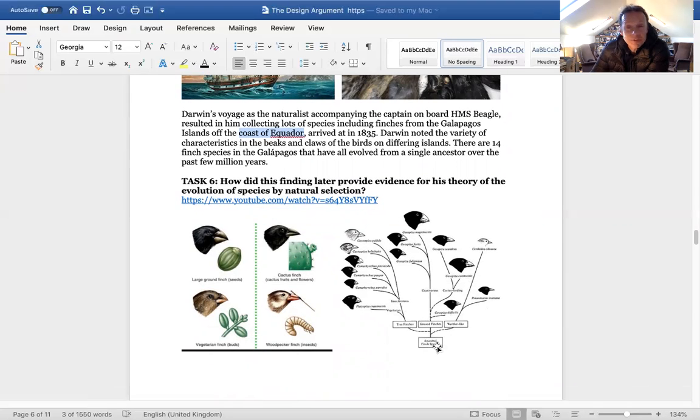The Galapagos finches, they're sometimes known as the Darwin finches now on Galapagos, about natural selection.